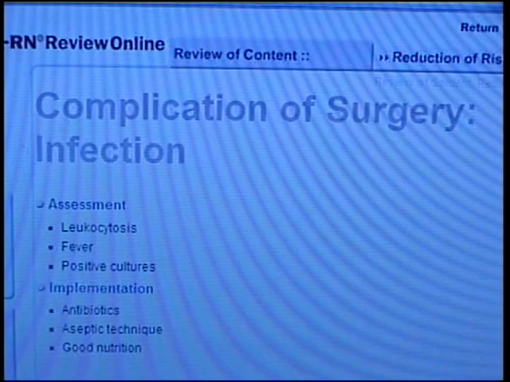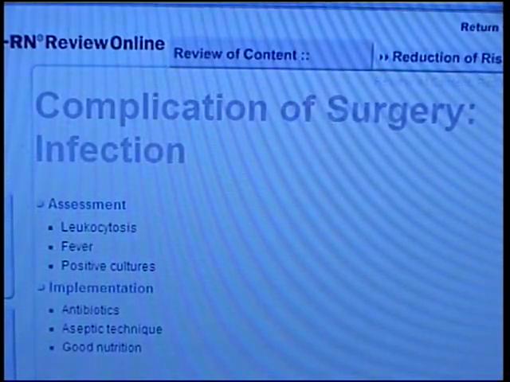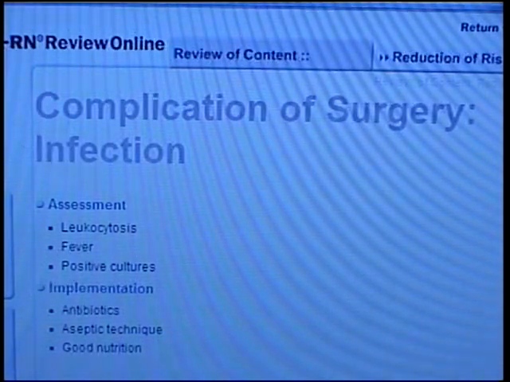Under assessment, what you will see for patients with infection postoperatively, there will be leukocytosis, which again, remember, is an elevation in the WBC. They will have fever, and when you do a culture, and a culture will be done if there's drainage, that will be positive for an organism.